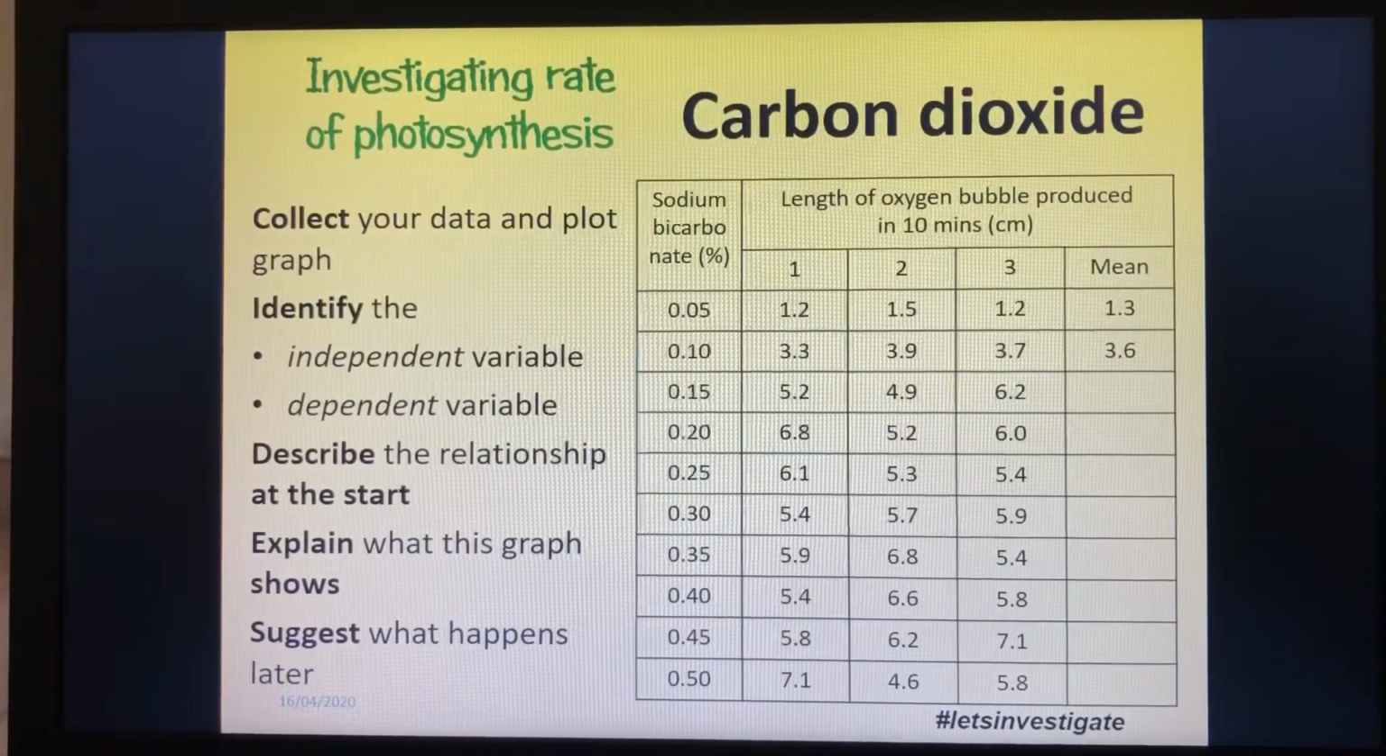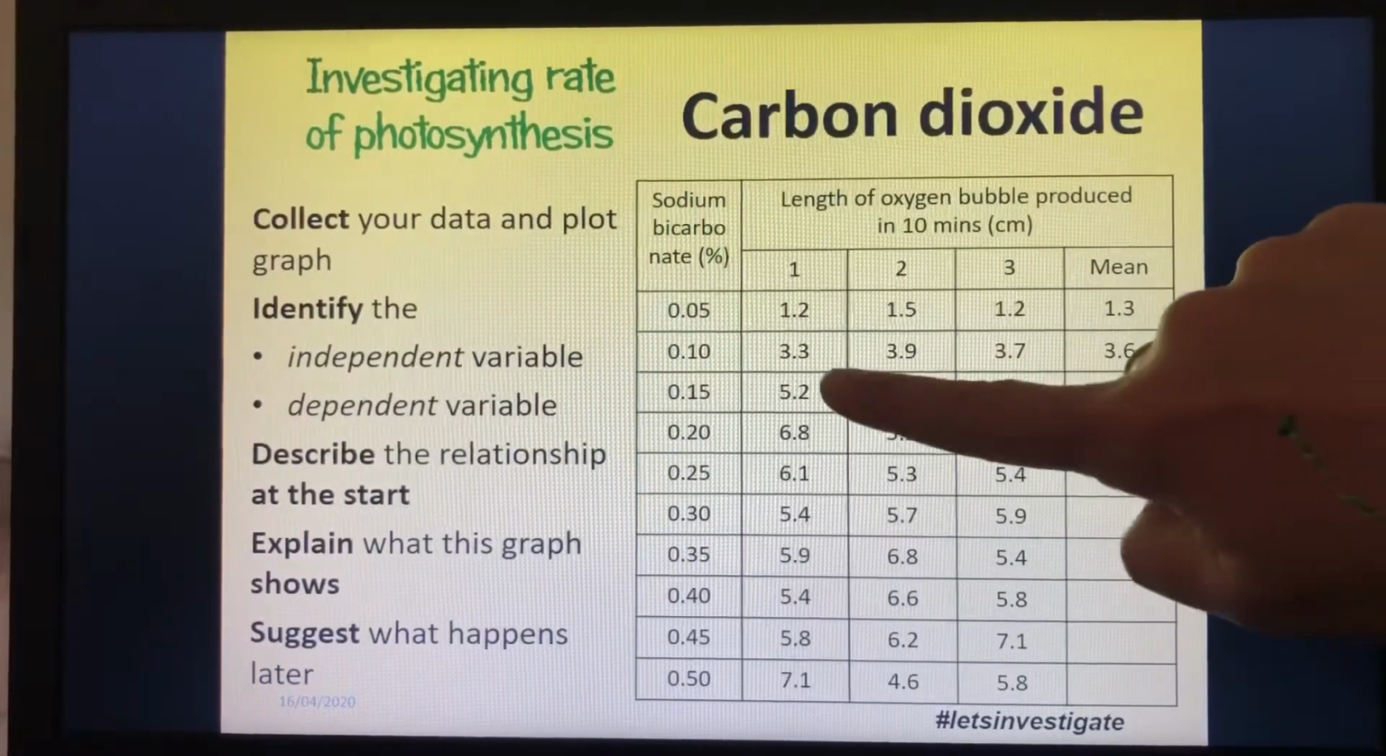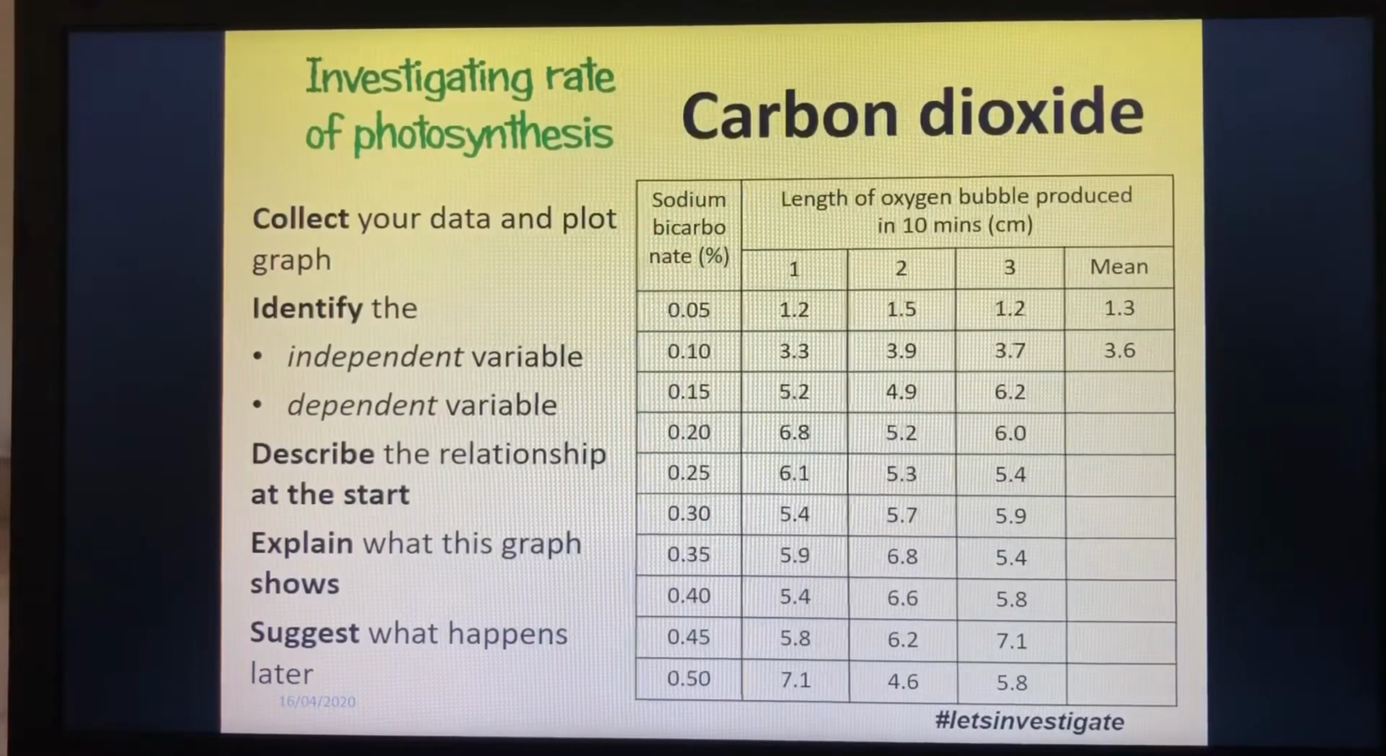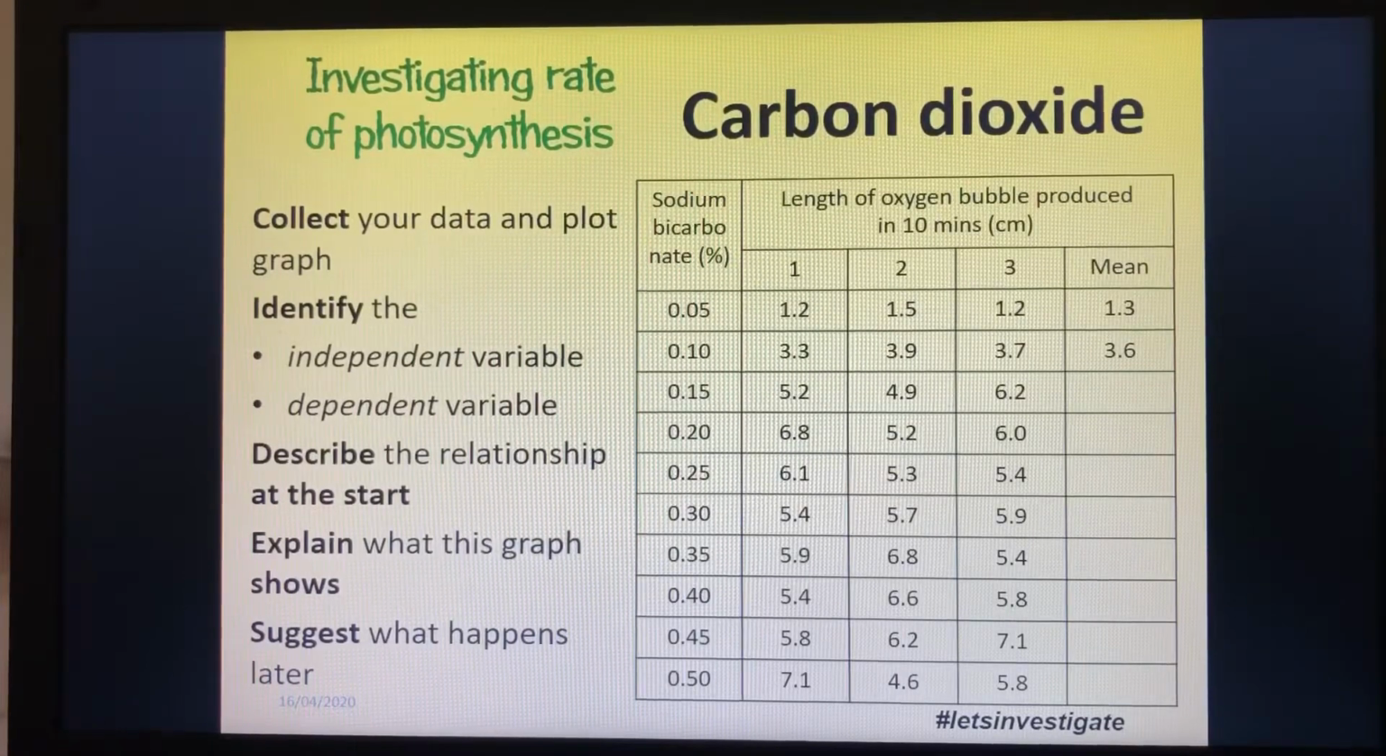Now, a couple of things to make sure that we're getting those means done properly. The mean should be very similar to the original results. So you can see there we've got a mean of 3.6, and that's very similar to 3.3, 3.9 and 3.7. You must make sure that you add the three results together, press equals, and then divide by 3. And we're dividing by 3 because we have 3 repeats. In that final row there, where we're taking out that anomaly of 4.6, we'll add together the 7.1 and the 5.8, and then we'll press equals and we'll just divide those by 2.